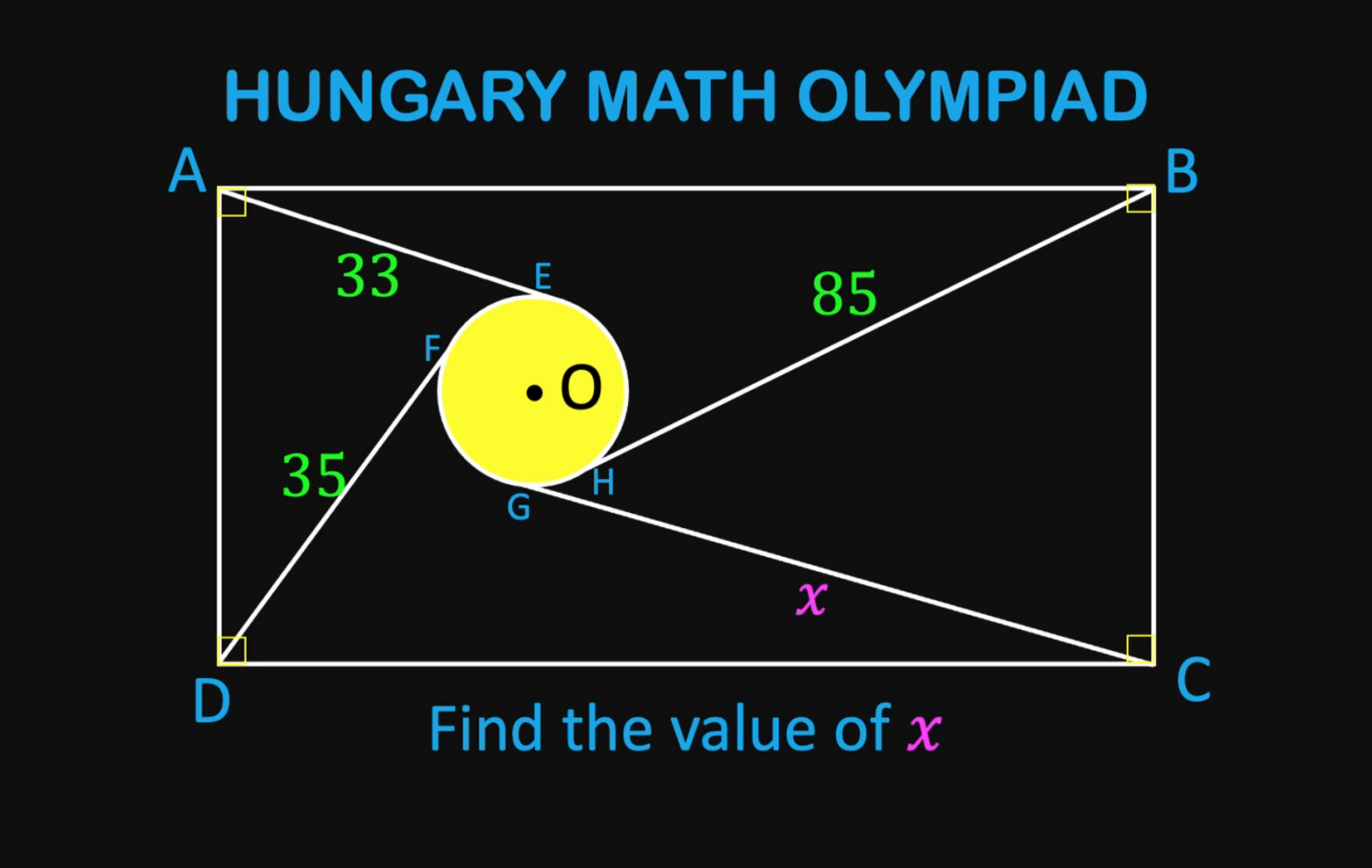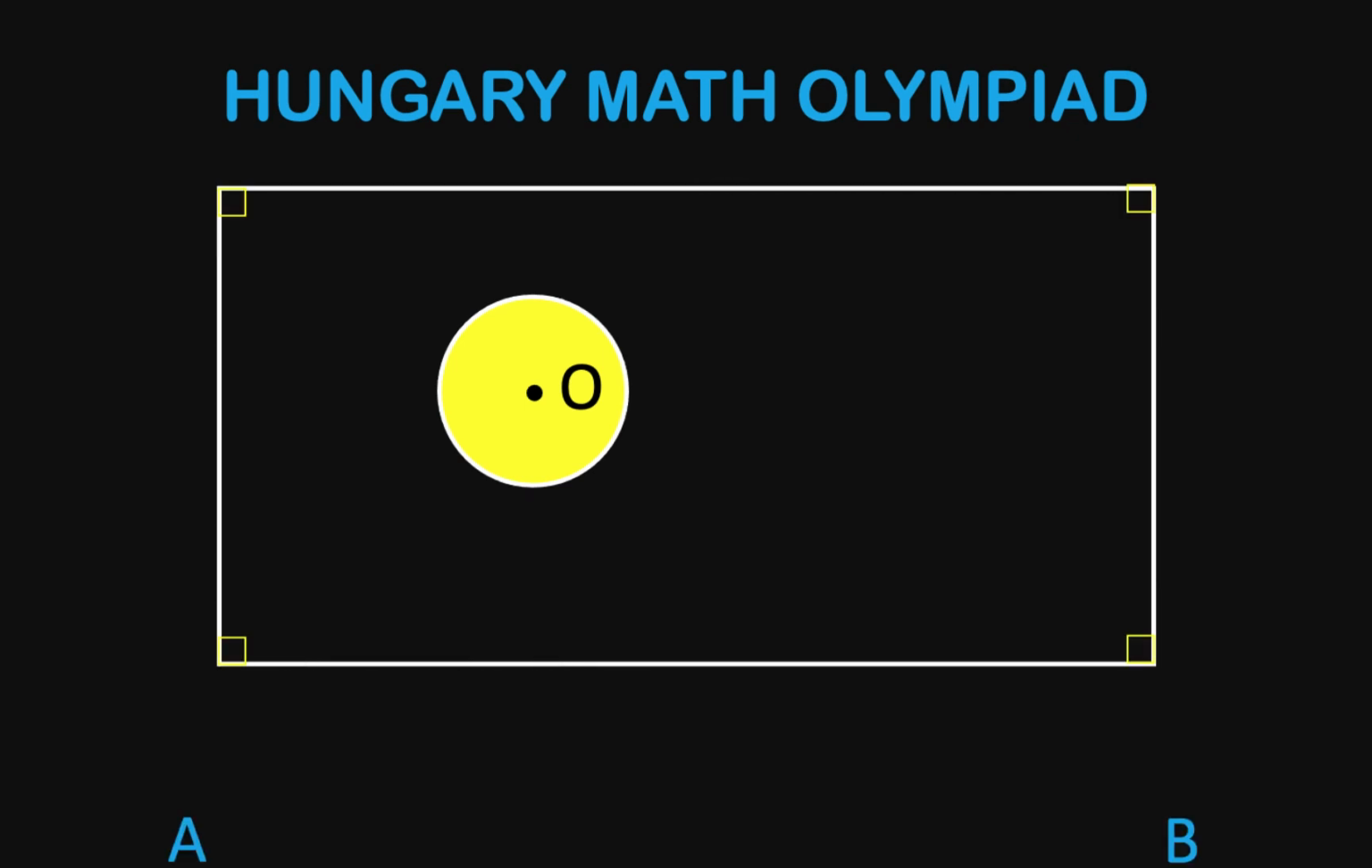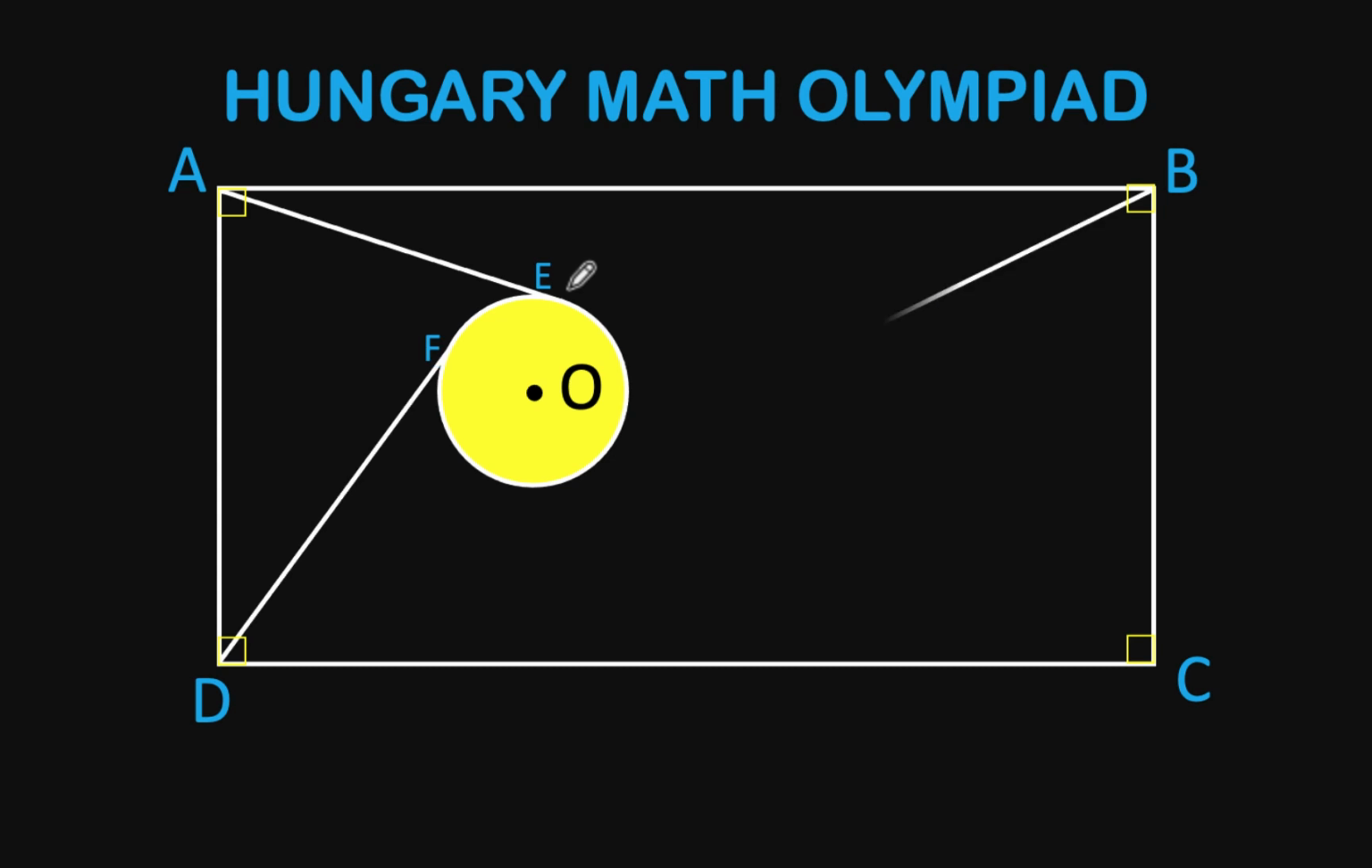Hey everyone, here's our math problem for today. Let's begin with this yellow circle O and this rectangle ABCD. From each corner of this rectangle, let's draw a line segment that is tangent to the yellow circle at points E, F, G, and H.